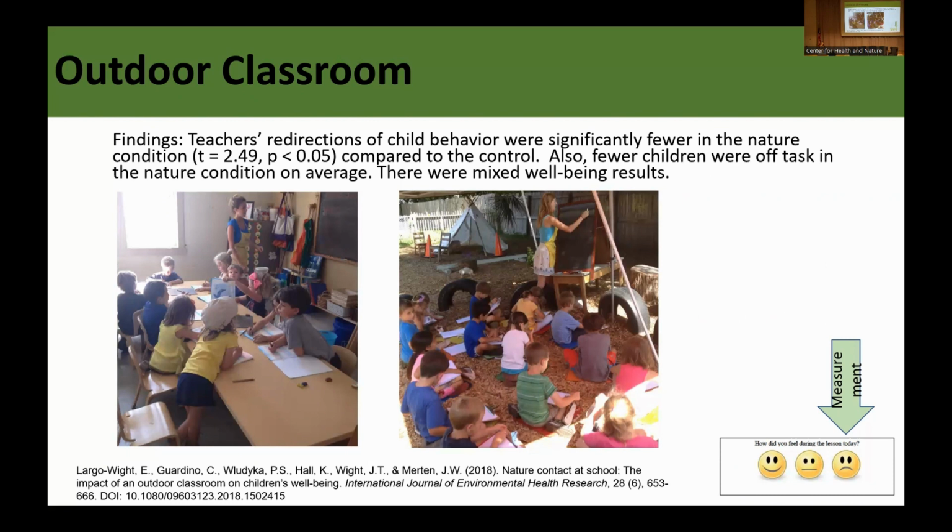We saw a trend in attention. Attention was tricky to measure, but we measured basically every 15 seconds how many children were on task over a 5-minute period.